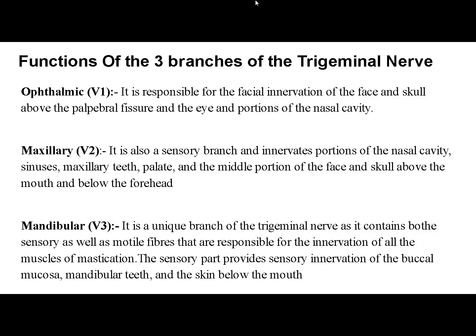Now about the functions of the three branches of trigeminal nerve. The first one that we'll be talking about is ophthalmic nerve. It is responsible for the facial innervation of the face and skull above the palpebral tissue and the eye and portions of nasal cavity. Second is maxillary.